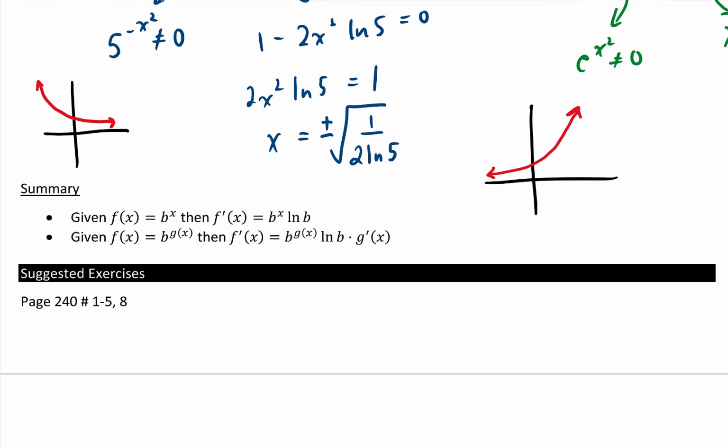All right, so in summary, if we're given the function f of x is equal to base b exponent x, then its derivative is base b exponent x times the natural logarithm of b. So if you're given f of x equals b raised to some exponent of g of x, then f prime of x is b exponent g of x times the natural logarithm of b, but then again times the derivative of the exponent or the inside function, and that will be g prime of x.